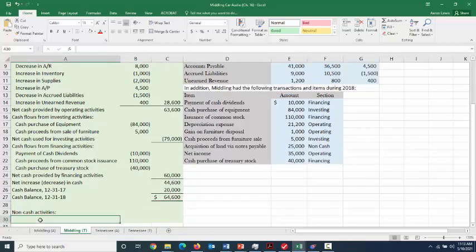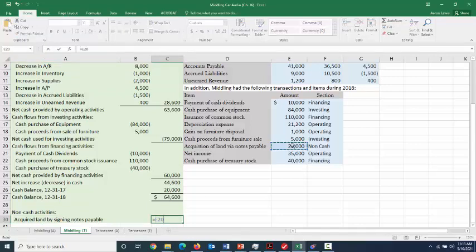And then if we had any substantial changes to our balance sheet accounts which came from things besides cash, we would have to report them in non-cash activities. And we had one of those: the acquisition of land via signing a notes payable. So in our non-cash activities, we would say that we acquired land by signing notes payable. And the balance of that land is $25,000. That was the value that we paid to acquire. That's how much we took out the note for.